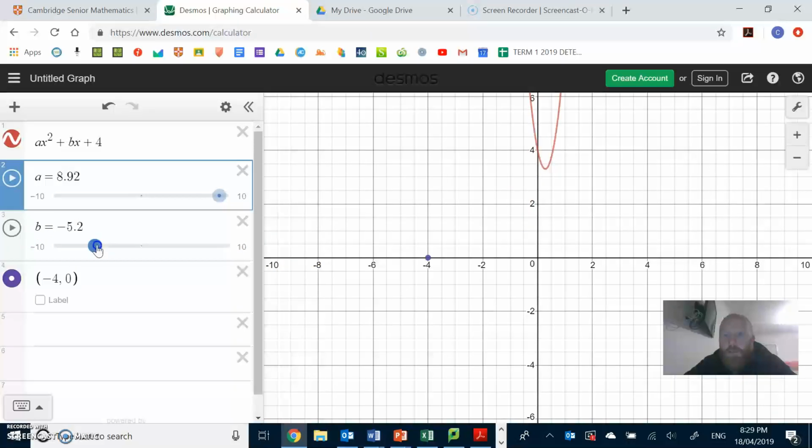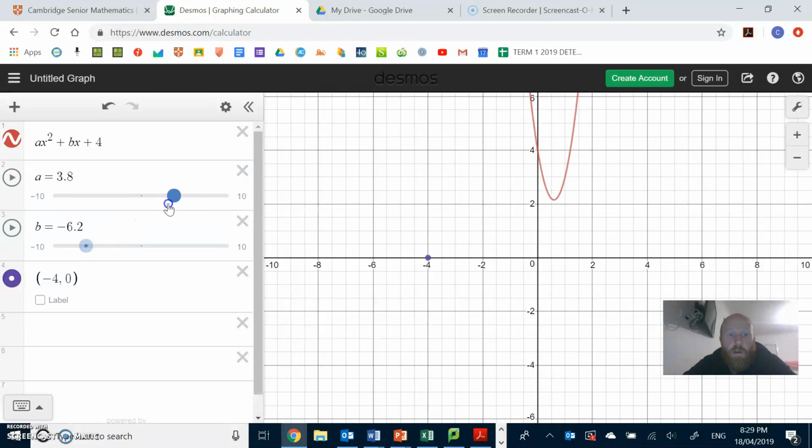I'm only going from -10 to 10. But if we move that, there's a whole other infinity over here. It's a massive family. But what they have in common is they all go through 4 there. Apologies if I said -4 twice.